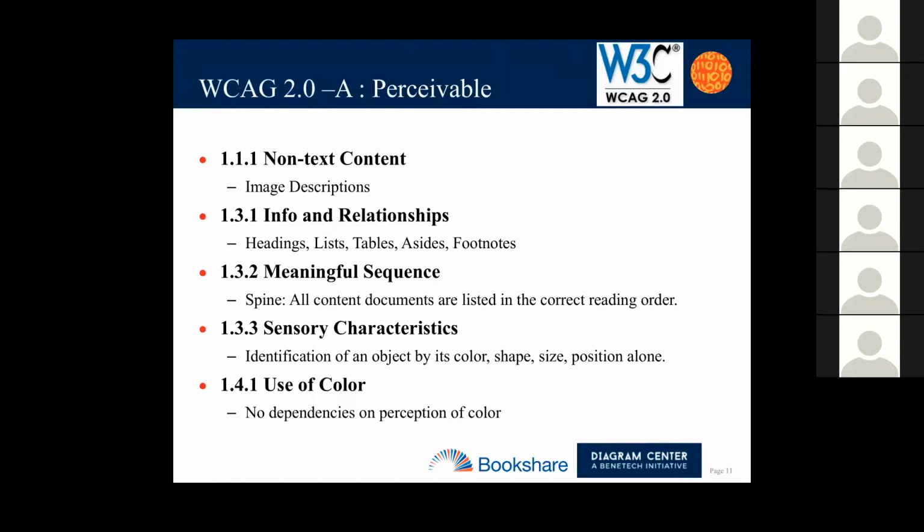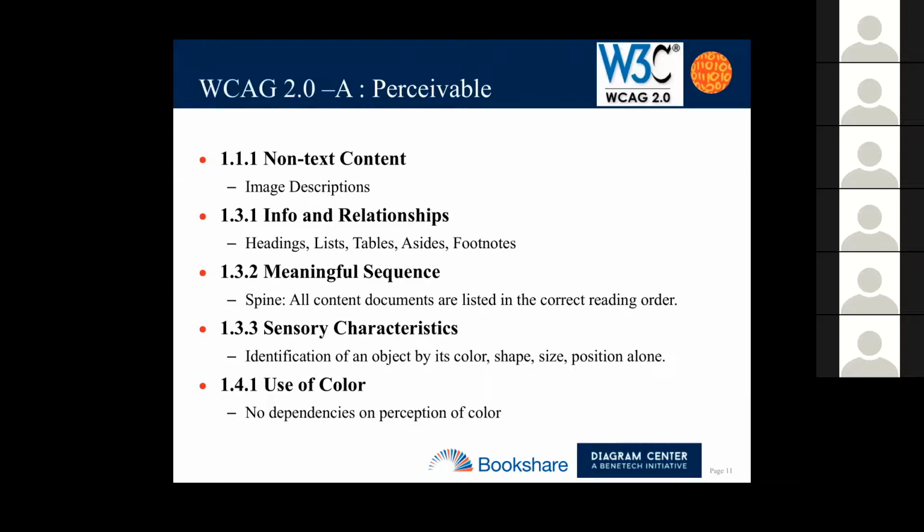I'm just going to go through them all quickly for you now. So the main one here is non-text content. Images must be described, end of story. Info and relationships: if you're going to have lists and tables, mark them as lists and tables, and asides and footnotes. Having semantic markup is crucial for assistive technology.